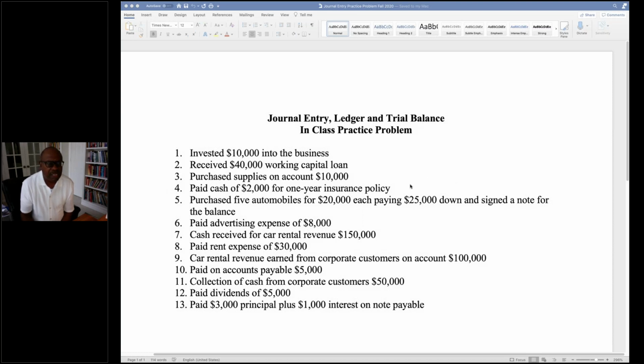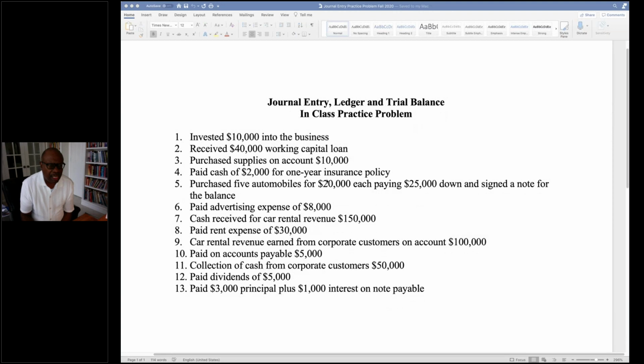Let me go back here for just a second. These are our journal entries, and sometimes when we said if we purchase something for cash, people still wanted to purchase it on account. So I still have that problem. We have everything in prepaid insurance now. And of course, number 5, where we bought an item and then we pay something down and sign a note for the balance. Individuals are still having problems with that.